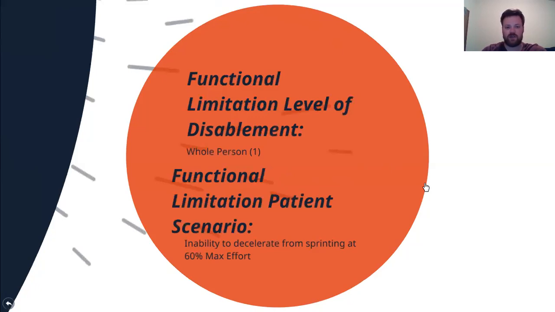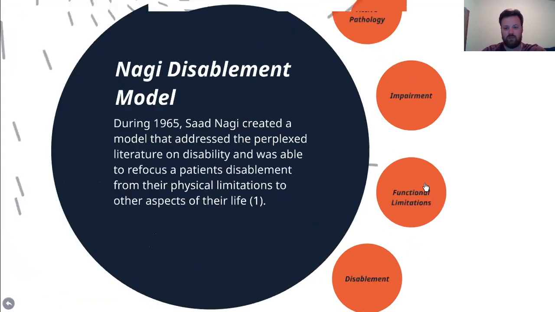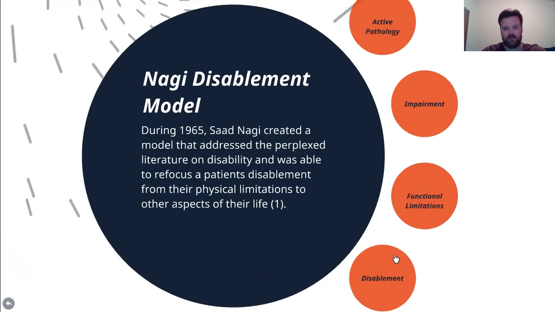Then the third one, there's a functional limitation. In this level of disablement, it's going to focus on the whole person. So in this scenario, the patient's not going to be able to decelerate from sprinting at 60% max effort. They're going to have a lot of difficulty doing this. It's going to be painful, something they will try not to do.